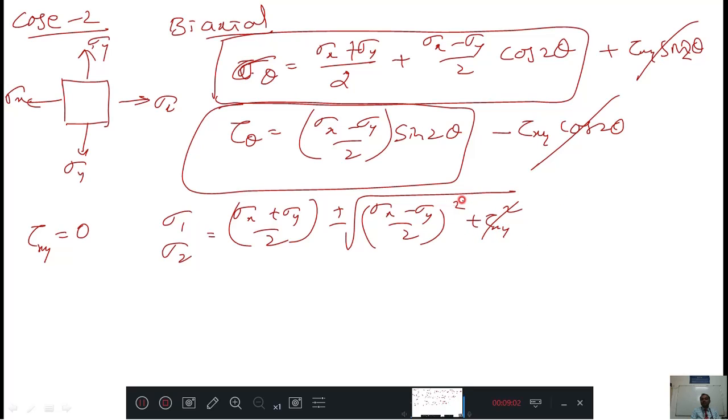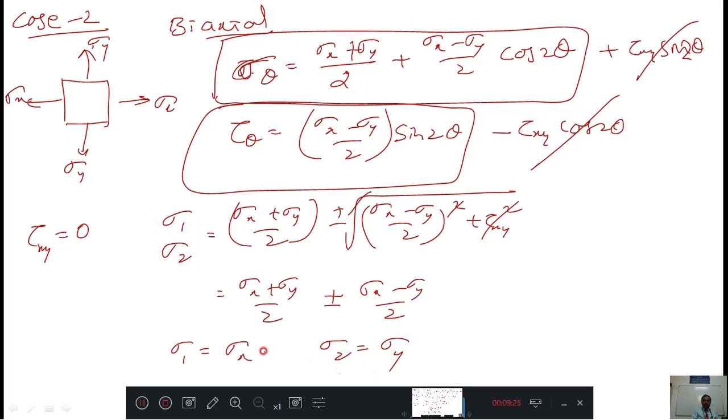Tau xy not being there means this square root cancels. Therefore your equation will be sigma x plus sigma y by 2 plus or minus sigma x minus sigma y by 2. See here, if you use plus first and take the LCM, you will get the sigma 1 value as sigma x, and use minus, take the LCM, then you will get the sigma 2 value as sigma y. Sigma 1, sigma 2, you got it.